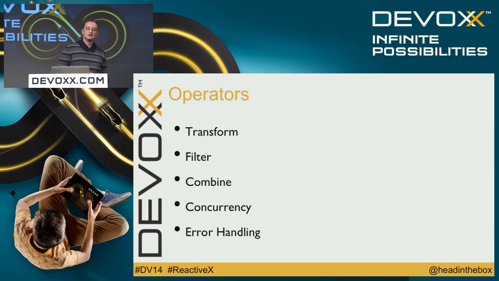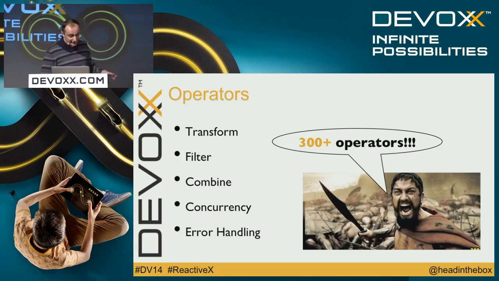So what we have seen here is that there are a lot of operators. We have operators for transforming observables, filtering observables, combining them, handling concurrency, error handling, and many more. In fact, there are more than 300 operators defined on observable. So our toolbox is huge with Rx.